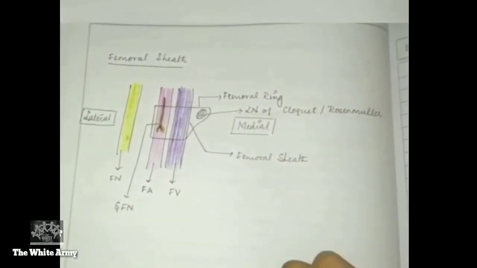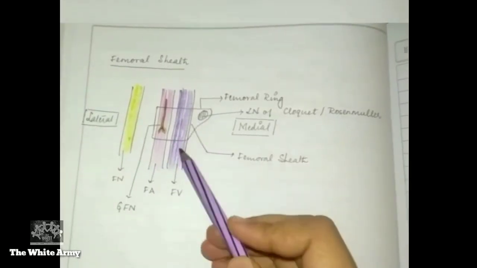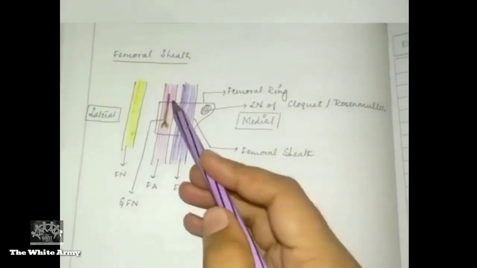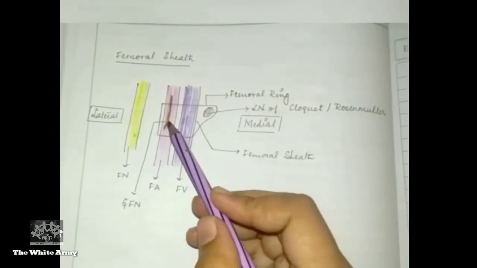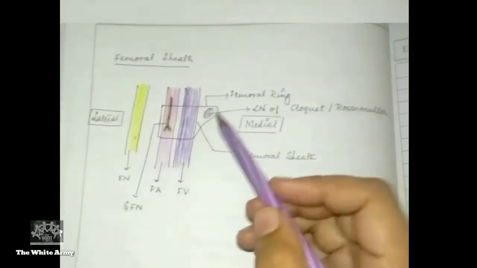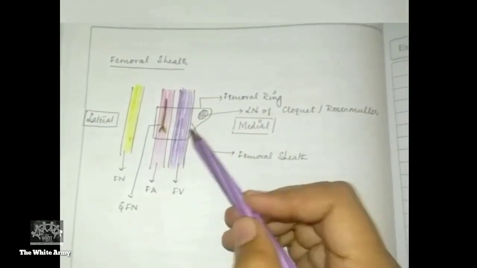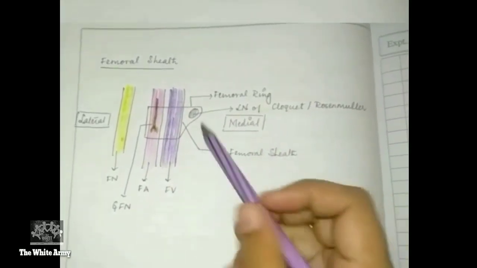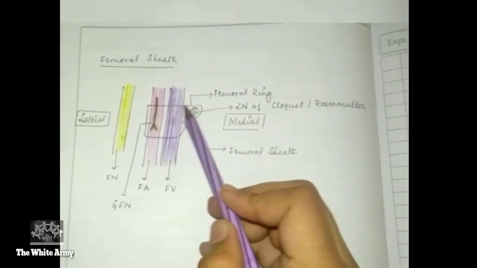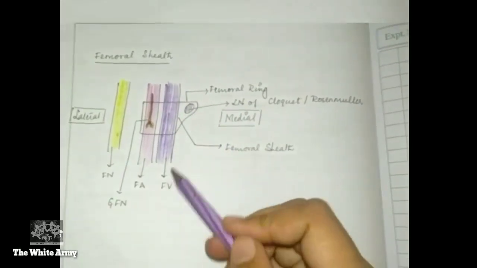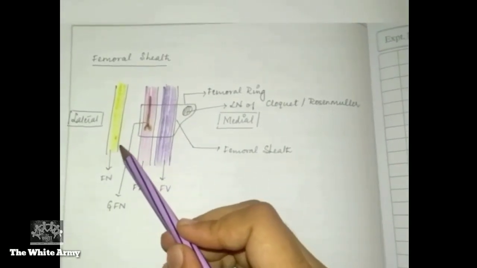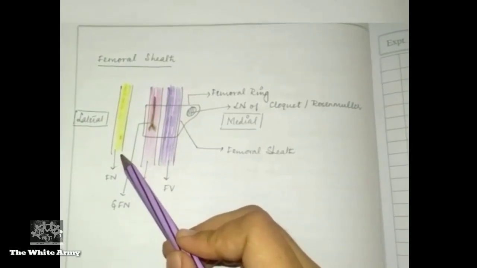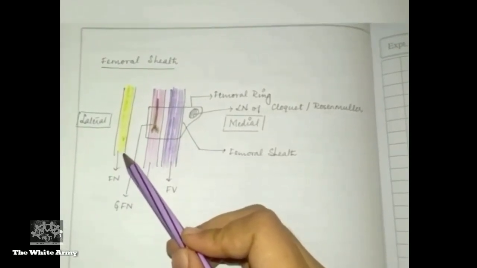It is divided into 3 compartments: the arterial compartment, the venous compartment, and the lymphatic compartment. The arterial compartment contains the femoral artery and the femoral branch of the genitofemoral nerve. The venous compartment contains the femoral vein, and the lymphatic compartment contains the lymph node of Cloquet or Rosenmuller. The upper part of the femoral sheath is called the femoral ring. The femoral nerve lies lateral to the femoral sheath, and it is not enclosed by the femoral sheath because of the chances of compression of the nerve.